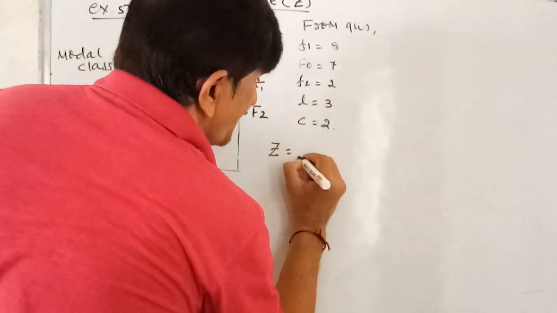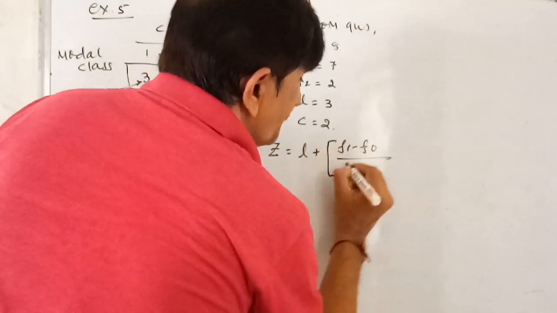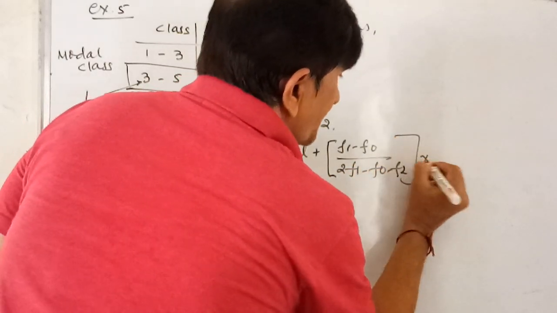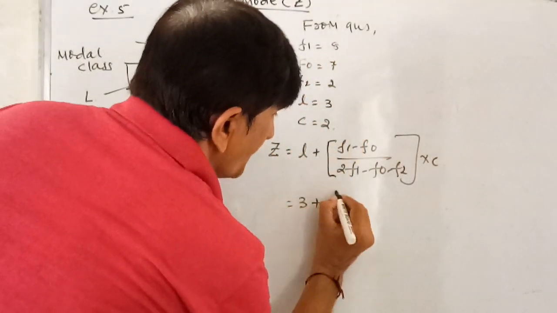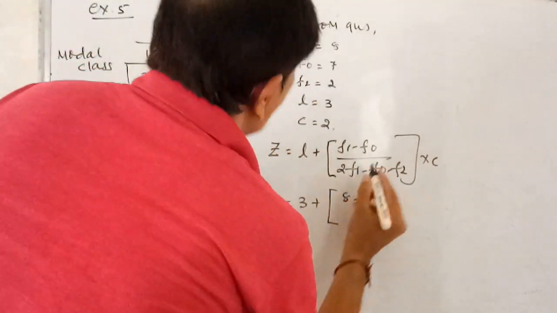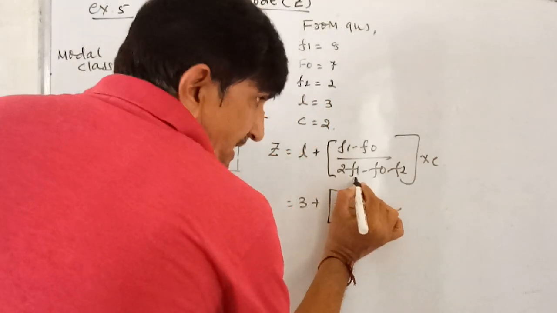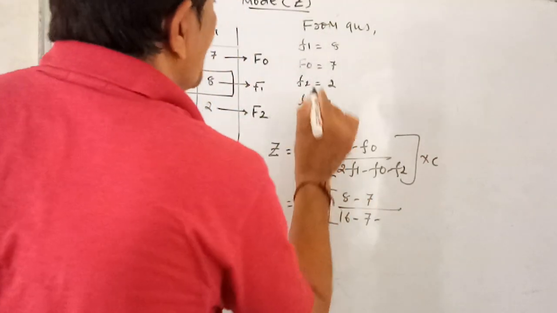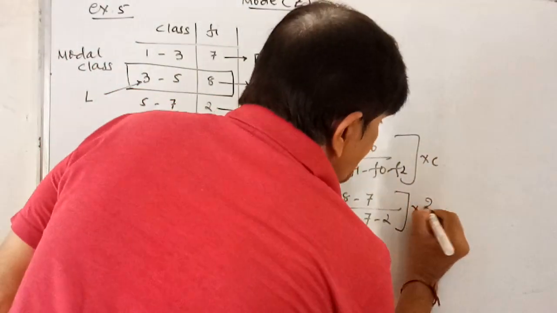So the formula is what? Z is equal to L plus (F1 minus F0) upon (2F1 minus F0 minus F2) into C. So here L is equal to 3 plus F1, which is 8, minus F0, which is 7. 2 F1, 8 2s are 16, minus F0, 7, and minus F2, it is 2, and into C, it is 2.